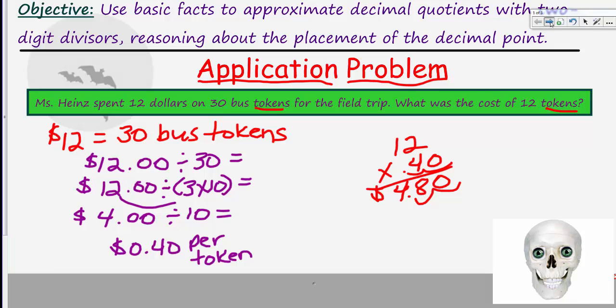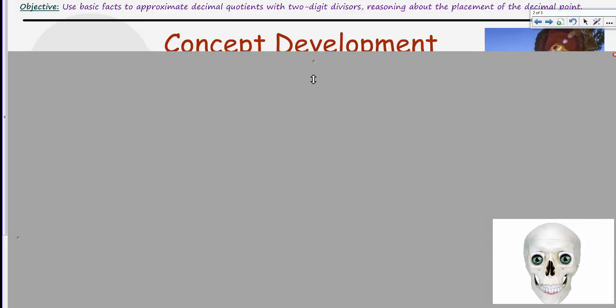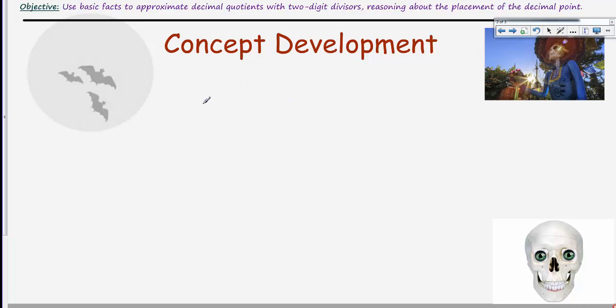Ooh, another screen. I'm hiding everything today. Here's our objective still there at the top. Oh, looks like a little photo. There's Day of the Dead. Okay, let's look at what we've done before. You may recall, like in Module 1, we were rounding our decimal factors to estimate the product. Now we're going to be estimating quotients by rounding the whole and the divisor.